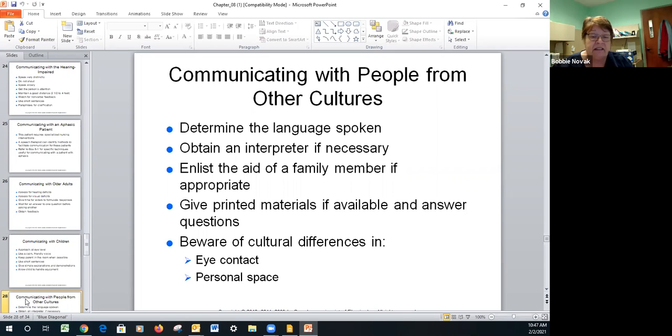For everyday things like what do you want to wear, and, you know, what do you want for lunch, the family member is perfectly appropriate. If available, give them printed material in their language and answer questions. All right. And beware of cultural differences in eye contact and personal space.